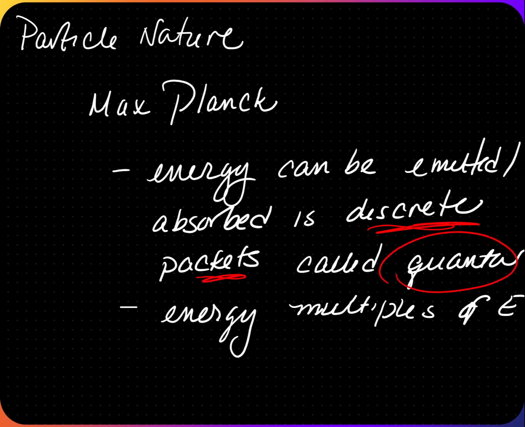And because of that, he said energy was a multiple of energy. So for example, if we have one quanta, that is one energy. If we have two quanta, it's 2 times energy. If we have 5 quanta, it's 5 times energy. So these are individual whole number packets.